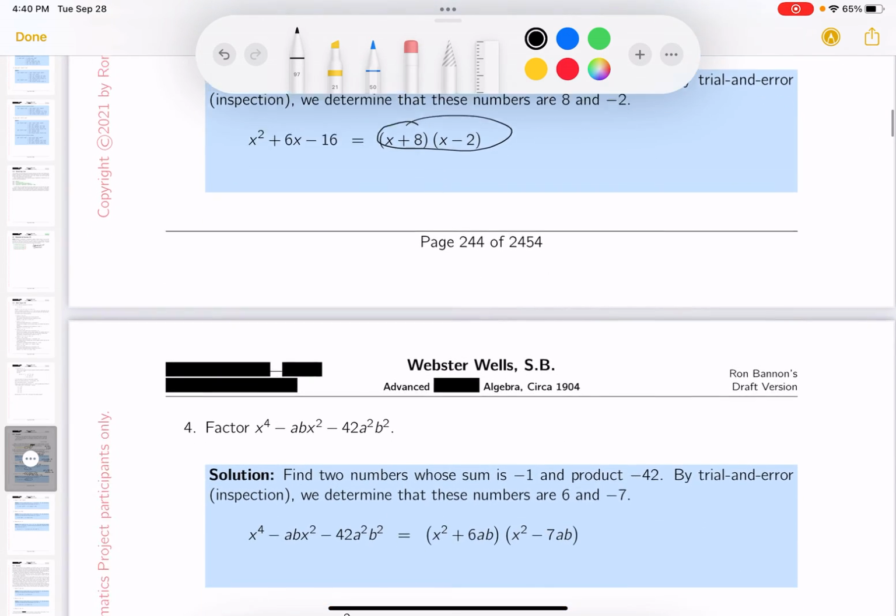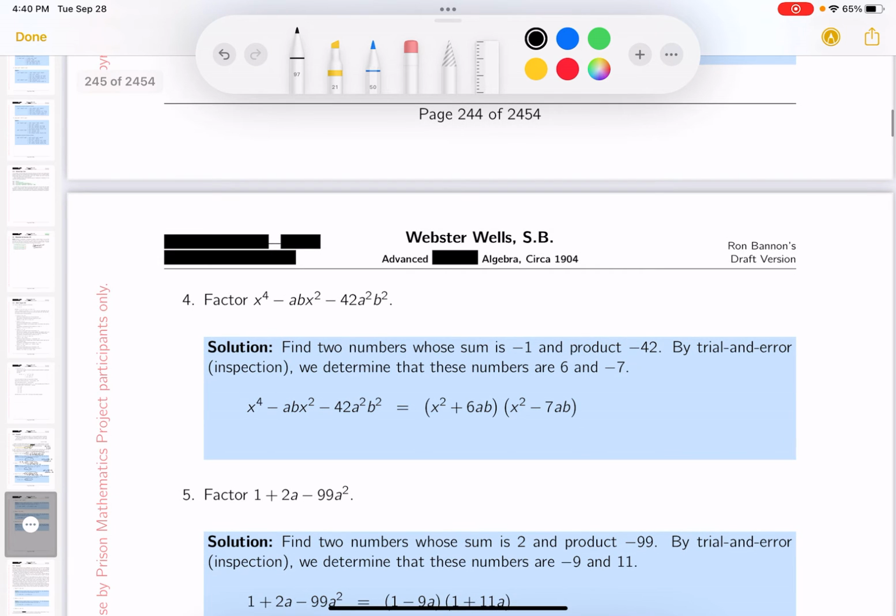Now, a little more difficult. I'll tell you why it's more difficult. They've got a bunch of letters in it, and there's a fourth degree polynomial. But again, the assumption is I can do it. Let me write this down for you. x to the fourth, whoops, not x to the fourth, it's x squared, right?